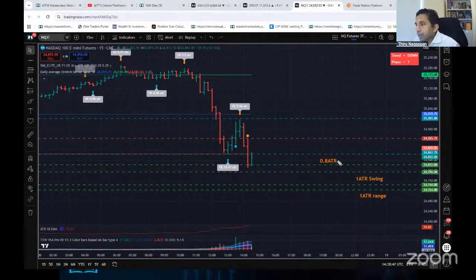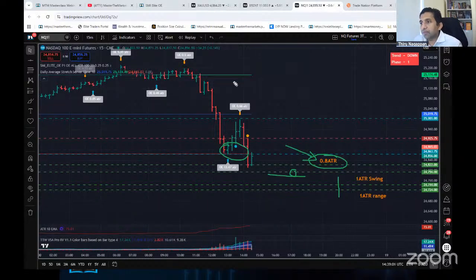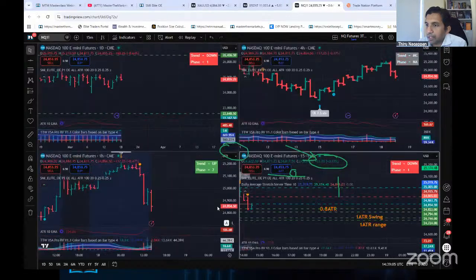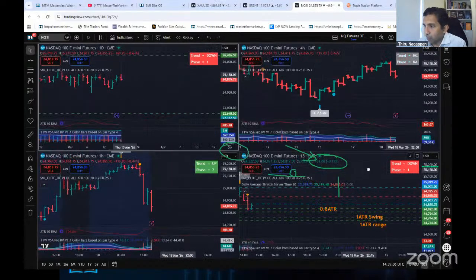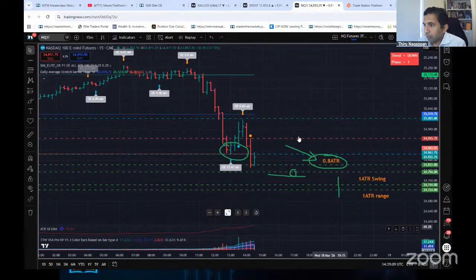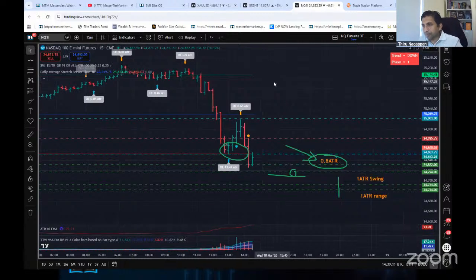Now the first one that I gave you, the 0.8 ATR, very high probability of it getting there. This second one, 24,794, also another high probability after it takes out this swing low. After this, I'm telling you, for the 1 ATR range, because of how the price action has formed on the daily time frame, which we have studied very extensively, it will start to become a bit more lower probability. But we'll see how it goes.